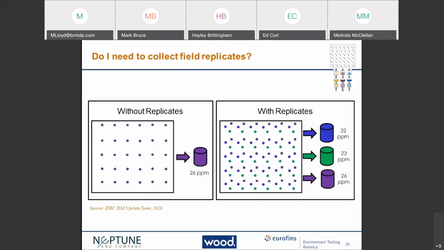Now that we've talked about the project objectives and study questions, and maybe you've decided to use ISM for your site, let's talk about the questions you should answer during the planning process. The first is whether to collect field replicates.